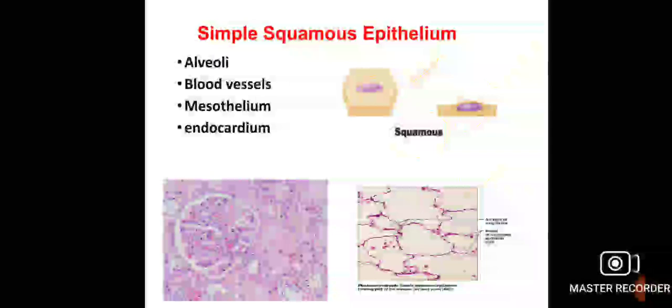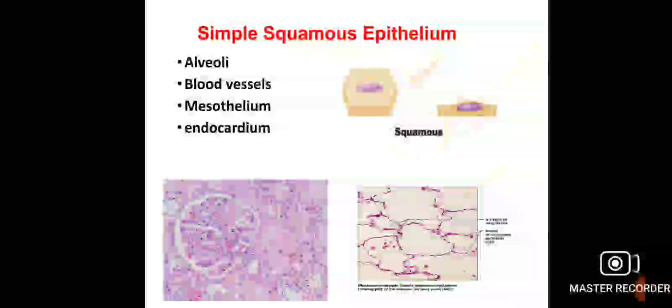Okay, so this type of epithelium is present in the alveoli and in the blood vessels. In the blood vessels, the simple squamous epithelium is known as endothelium. So whenever you read the word endothelium, it means it's a simple squamous epithelium. Or the mesothelium. Mesothelium is also a simple squamous epithelium which lines the different body cavities.